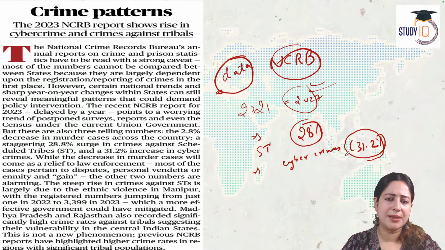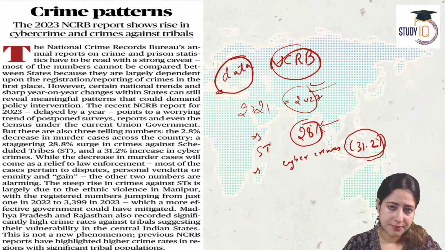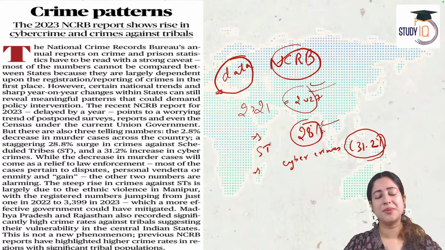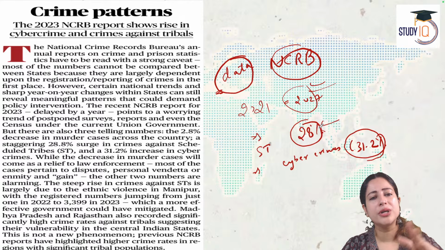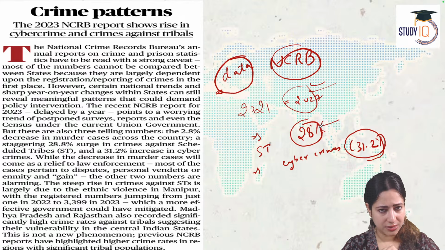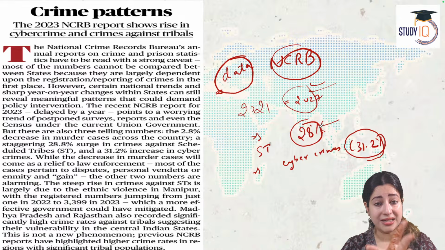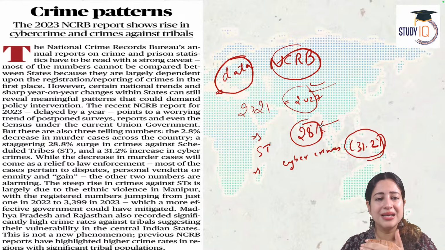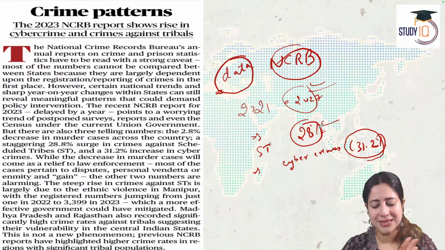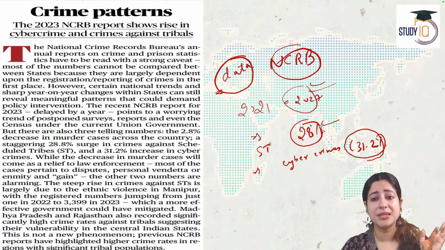Why such high crimes against scheduled tribe? Because this data has been increasing due to Manipur violence. If you remember, Manipur has been experiencing violence between the Kuki-Zo and the Meitei community. Because of this ethnic violence, identified scheduled tribals of the state, the total number of killings, rapes, abduction, attacks on tribals have increased to about 28% now.